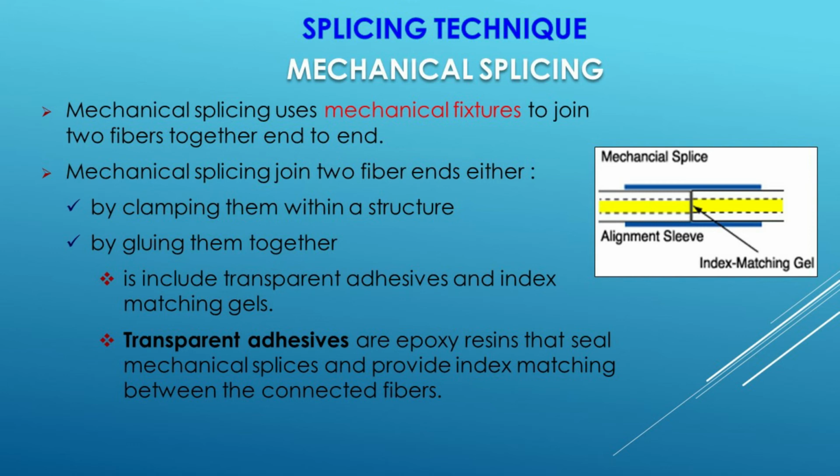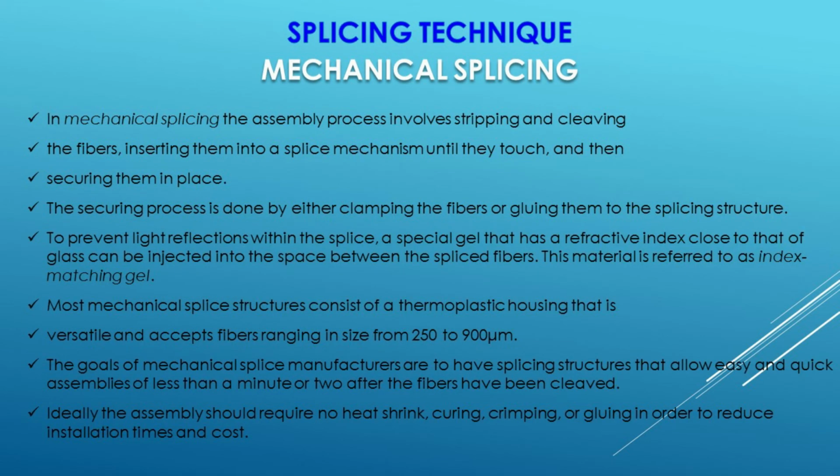Mechanical splicing. Mechanical splicing uses mechanical fixtures to join two fibers together end to end. Mechanical splicing joins two fiber ends either by clamping them within a structure, or by gluing them together, including transparent adhesives and index matching gels. Transparent adhesives are epoxy resins that seal mechanical splices and provide index matching between the connected fibers. In mechanical splicing, the assembly process involves stripping and cleaving the fibers, inserting them into a splice mechanism until they touch, and then securing them in place.